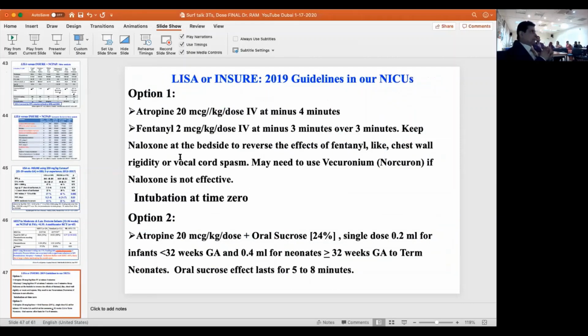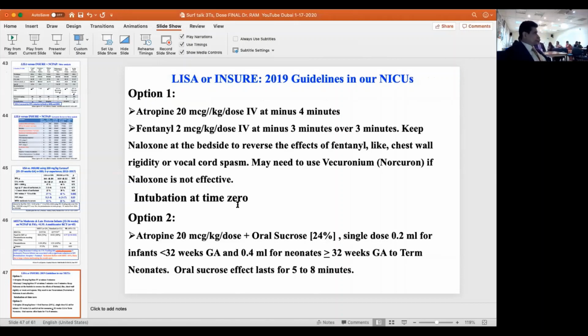So these are the guidelines we use in our center. Pre-medication: atropine, 20 micrograms per kilo per dose, given minutes before the procedure, and fentanyl 2 micrograms per kilo IV, given over 3 minutes, 3 minutes before. Keep naloxone at the bedside to reverse the fentanyl side effects, like chest wall rigidity or spasm. Occasionally, we may have to intubate if the naloxone is not effective.